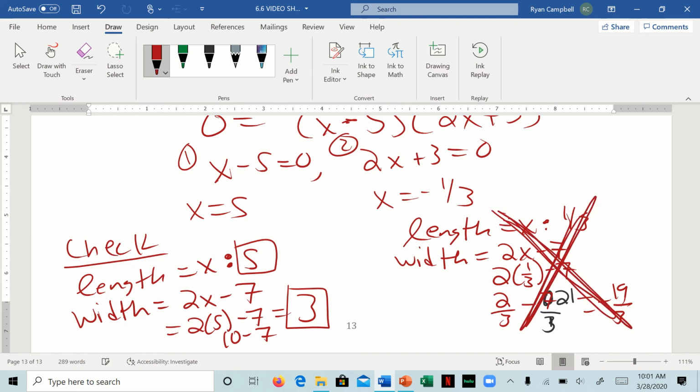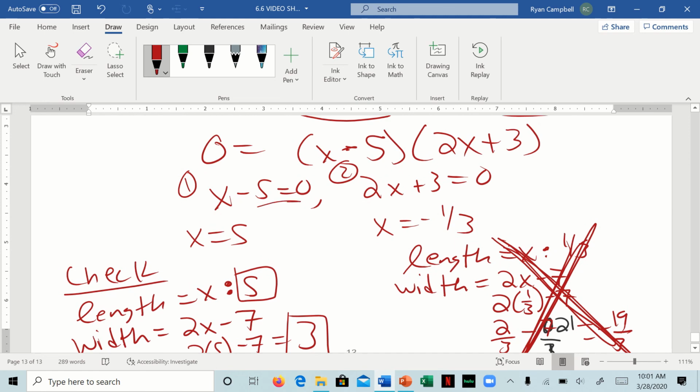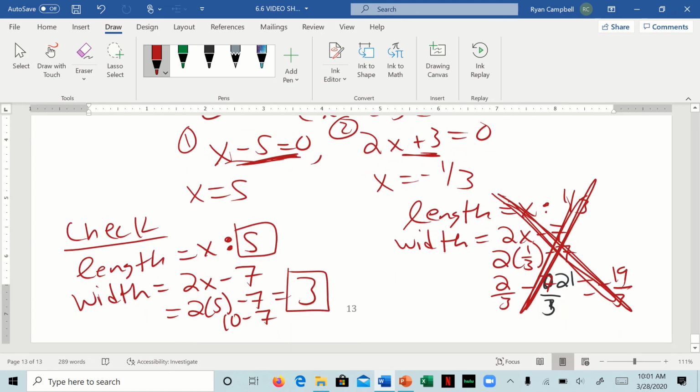So what it turns out is that x minus 5 equals 0 is the one that works. So we can see that the length is 5 meters, and the width is 3 meters. All right. If you have any more questions, let me know, but this is the end of this lesson.